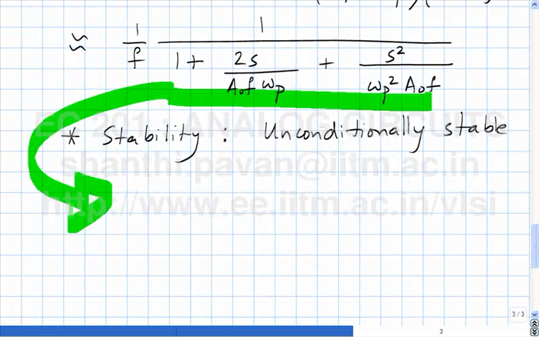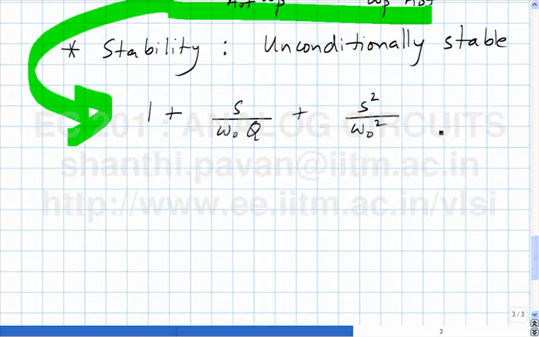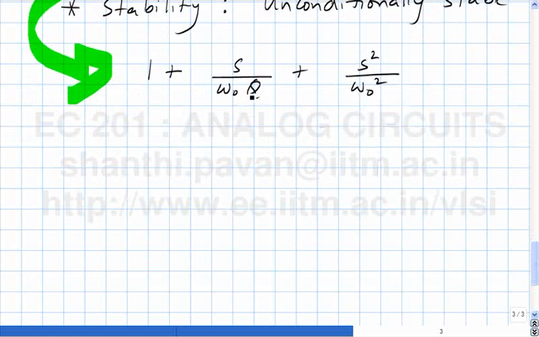The stability of the second order closed loop system is also unconditional. A general second order system can be written in this standard form: 1 plus S by omega naught Q plus S square by omega naught square. So where do you think the roots of this polynomial lie? The roots of this polynomial are nothing but the poles of the system. So where do the roots lie? What are the locations of the roots rather? Yeah, it depends on Q. Can you please tell me what the locations are? It depends on Q and it depends on omega naught.